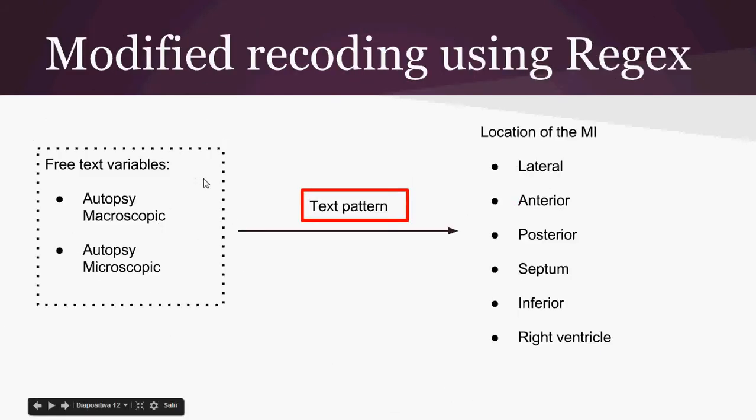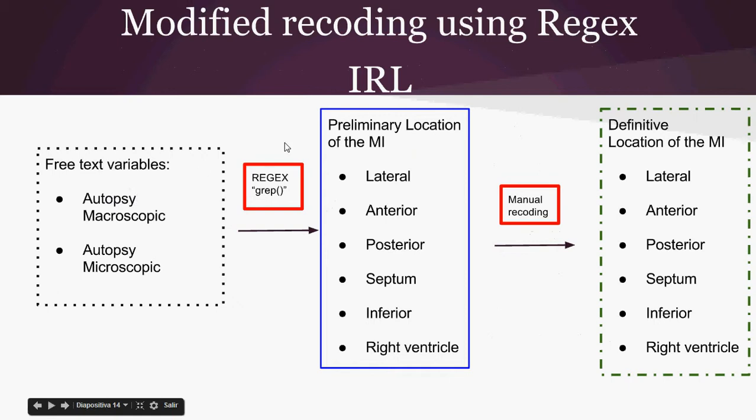The work that I did, I will not show you at the end. I will only talk about regular expressions. I have a free text variable like this, the macroscopic findings and the microscopic findings in the autopsy, and I try to look for the location of the MI using a text pattern, using regex or regular expression recoding. But in order to do it properly, I did a preliminary search for all the different parts of the heart, and finally I did a manual recoding according to what I read in each different location. It's not complicated to do, and it's very easy to do.